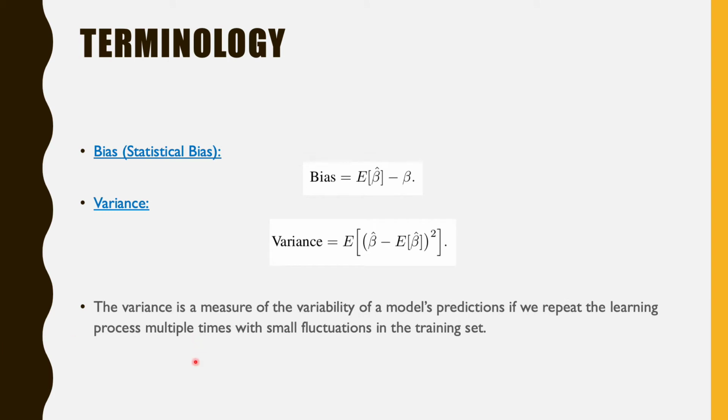When we continue with this terminology, we will give the bias and variance. Bias is statistical bias in this context. And here is the explanation of the bias. You have the expected value of your beta hat minus your beta. We can also find the variance, which is the measure of the variability of a model's prediction if we repeat the learning process multiple times with small fluctuations in the training data sets. Okay, and we will be using this terminology throughout this video.